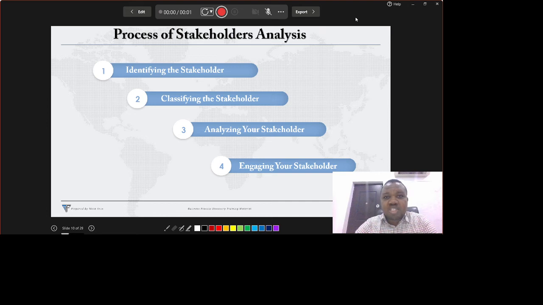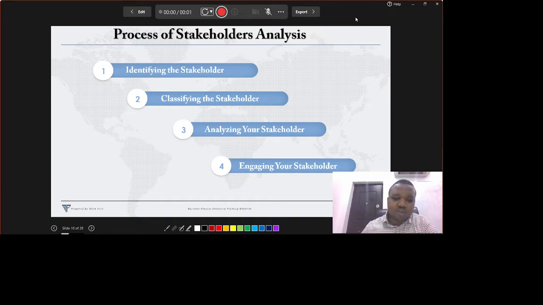We'll be looking at the process of stakeholder analysis. In our previous lessons, we considered why we have to carry out stakeholder analysis. It's very, very key. We get the support of key players in the organization. It aids project visibility and project alignment at a very early stage. So now we'll look at the processes of conducting stakeholder analysis.